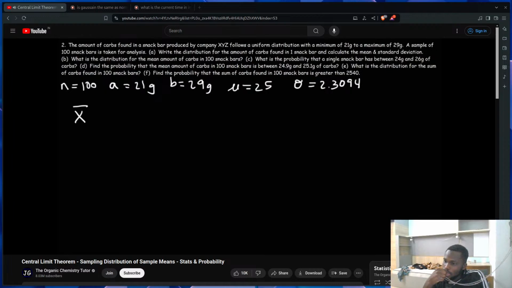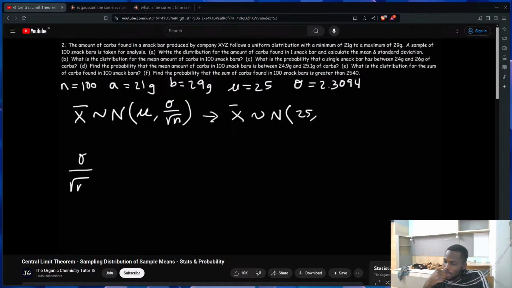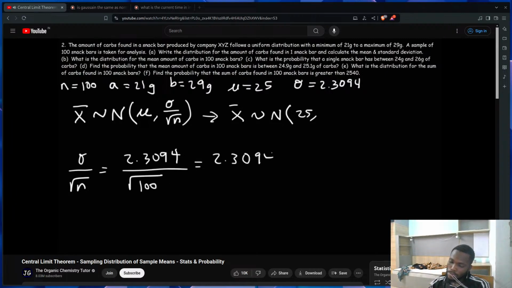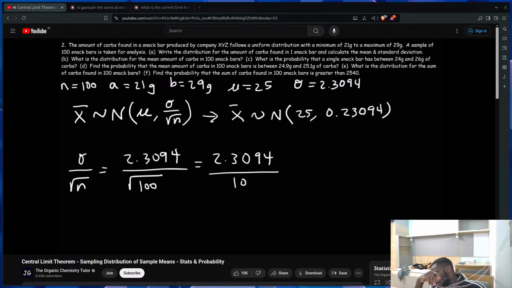So since we're dealing with a sampling distribution of the sample means, we're going to write x bar instead of x. And it takes on the shape of a normal distribution with the parameters, the mean and the standard error. So we know that the mean is 25. Now to calculate the standard error, it's going to be the standard deviation divided by the square root of n, and n is 100. The square root of 100 is 10. So 2.3094 divided by 10, that's going to be 0.23094. So that's how we can write the distribution in part B.